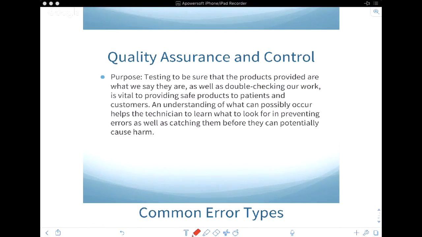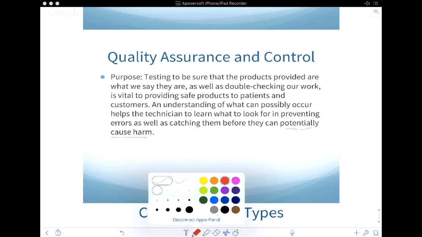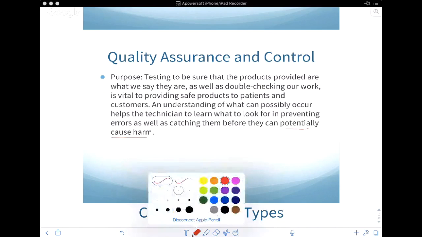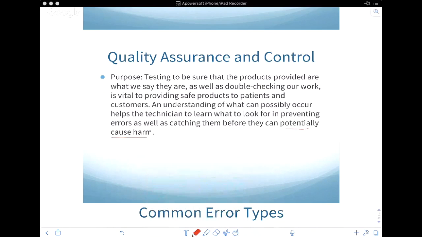So, this last thing that says potentially cause harm, that's basically one of our most important things that we do, to make sure that whatever we're doing provides safety for the patients. So I'm going to go ahead and underline that.